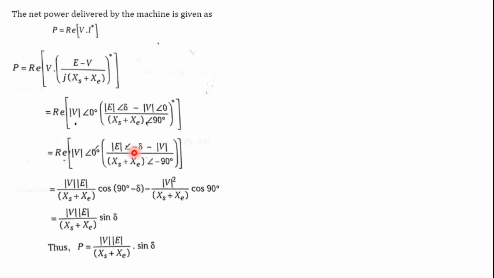So we already have this conjugate value; the minus 90 goes to the numerator and becomes plus 90 minus delta. Here V into E gives V square terms over (XS plus XE), with cos 90 being 0 and cos 0 being 1. Cos of (90 minus delta) is nothing but sin delta. Thus we get P is equal to V E divided by (XS plus XE) into sin delta.